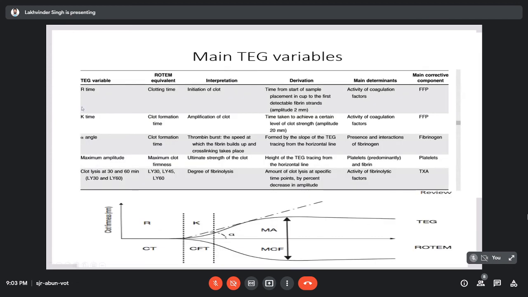The variable R time, as I have explained, is the clotting time, the initiation of clot, so FFP is required. If K time is prolonged, then FFP and fibrinogen both are required. Alpha angle, fibrinogen is required. And if the maximum amplitude, which is the maximum clot firmness, is low, then platelets are required. That's how you can decide.